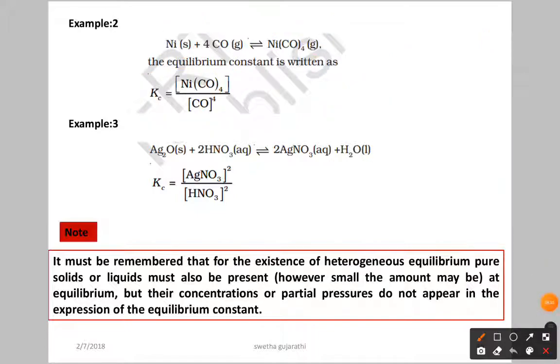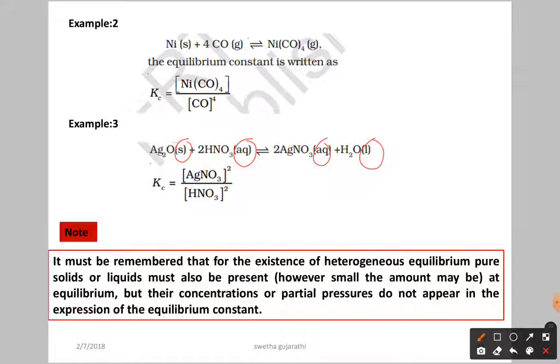Next example: Ag2O reacts with 2 moles of nitric acid to give silver nitrate plus water. Again, this is a heterogeneous equilibrium. Why? Because this is a solid, and we have the aqueous and liquid phases. Here we have different phases.